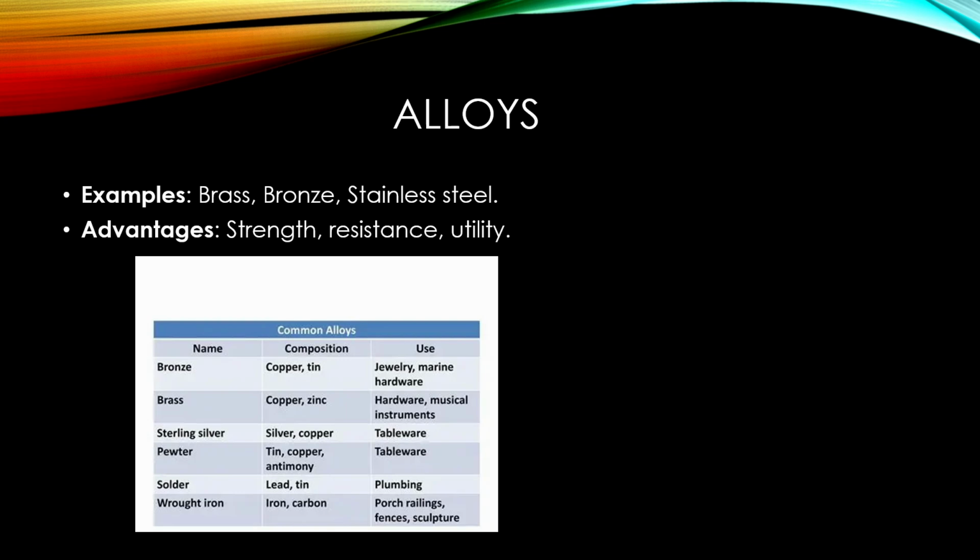Alloys. This is a chart of alloys. The usually asked examples are brass, bronze, and steel. When two metals combine, they form an alloy. It gives strength and resistance to the metal.